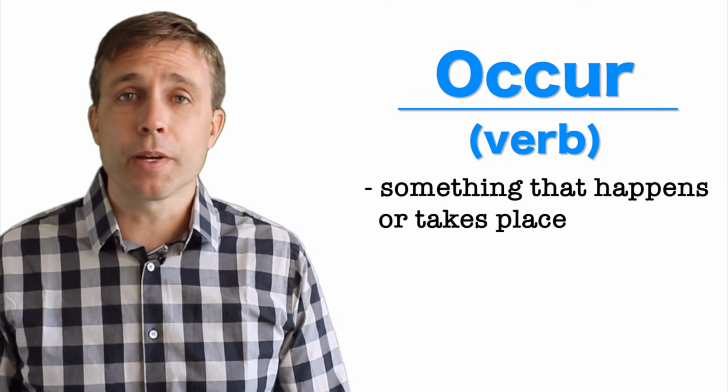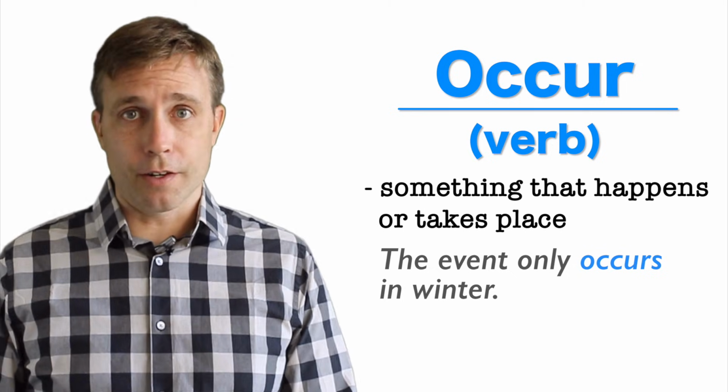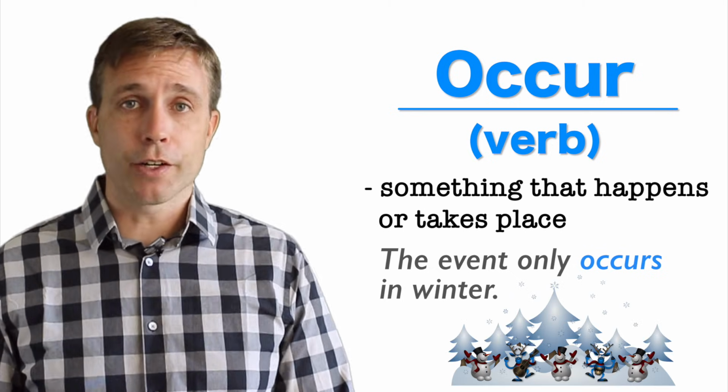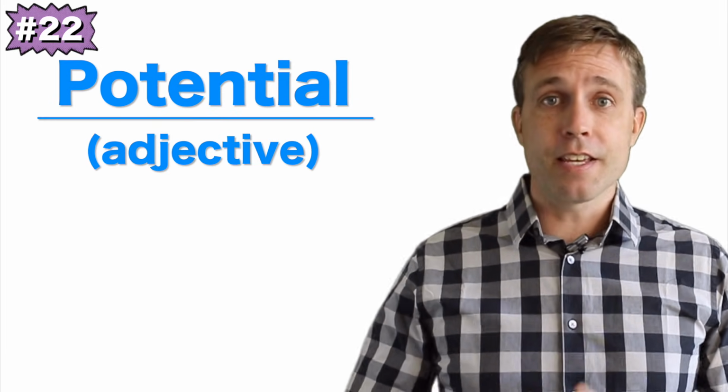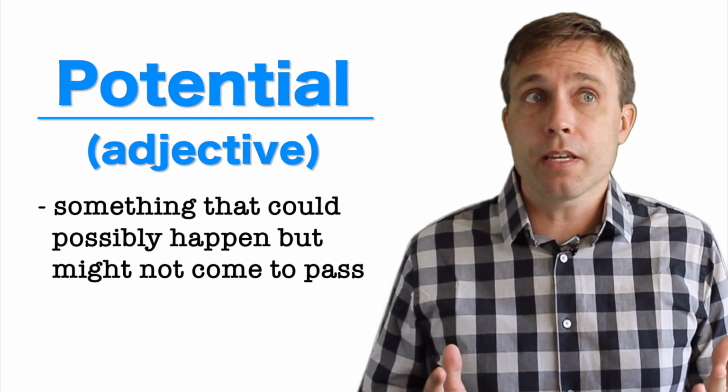Number 21 is occur, and this is something that happens or takes place. So for example, we can say that the event only occurs in winter. That is when it happens and takes place. It occurs in winter.